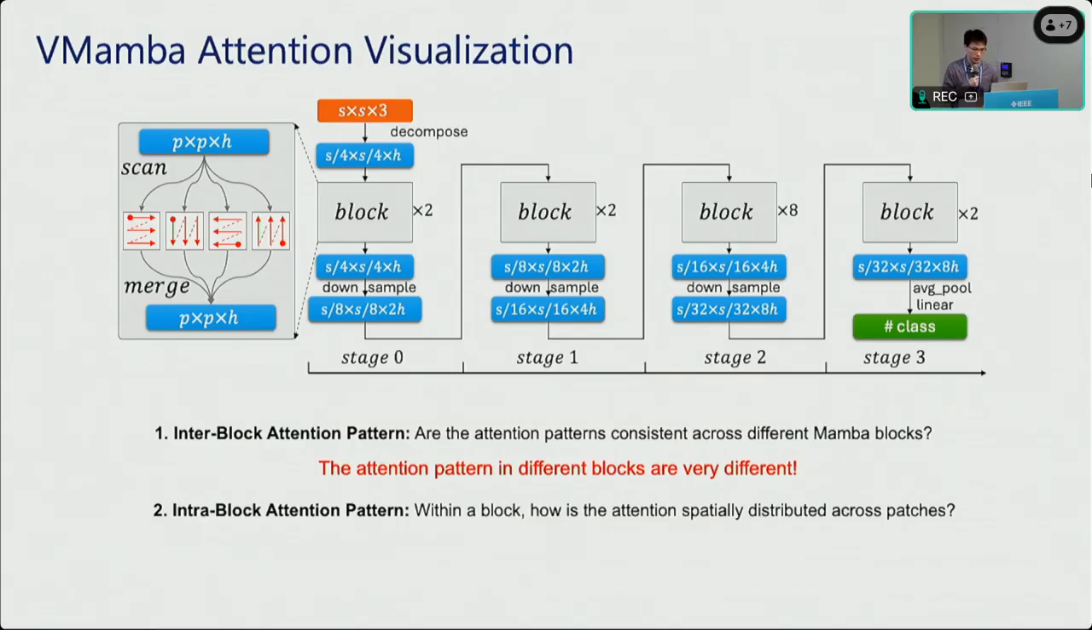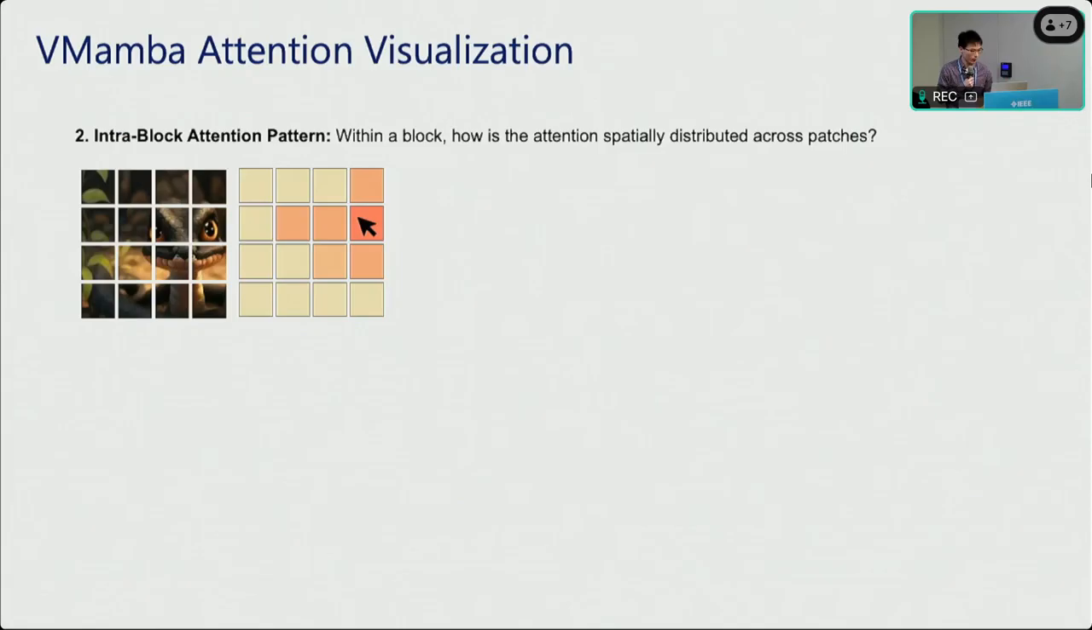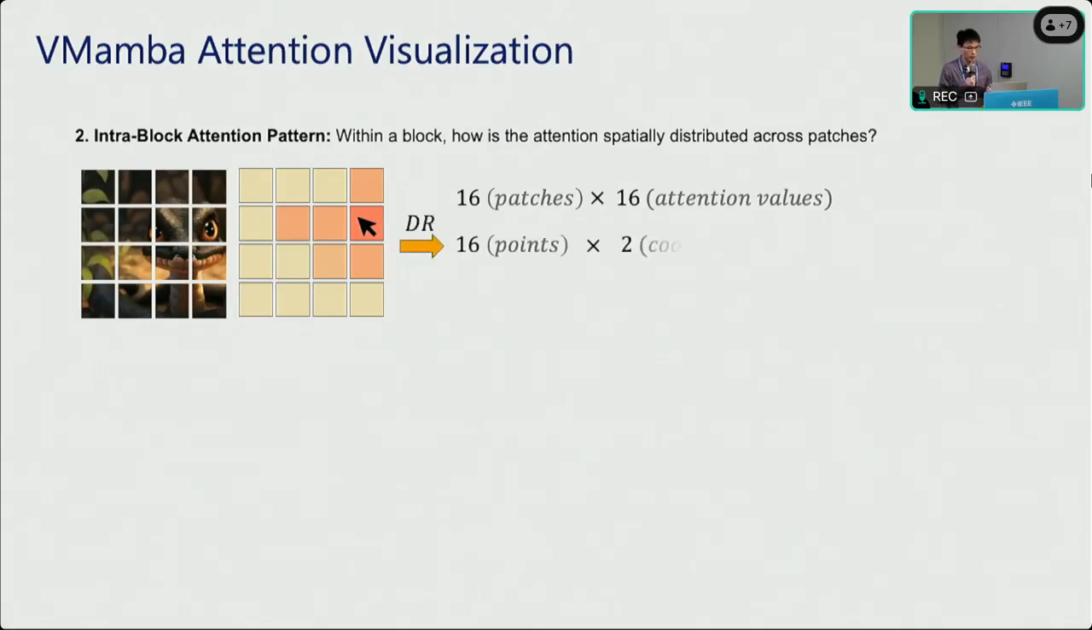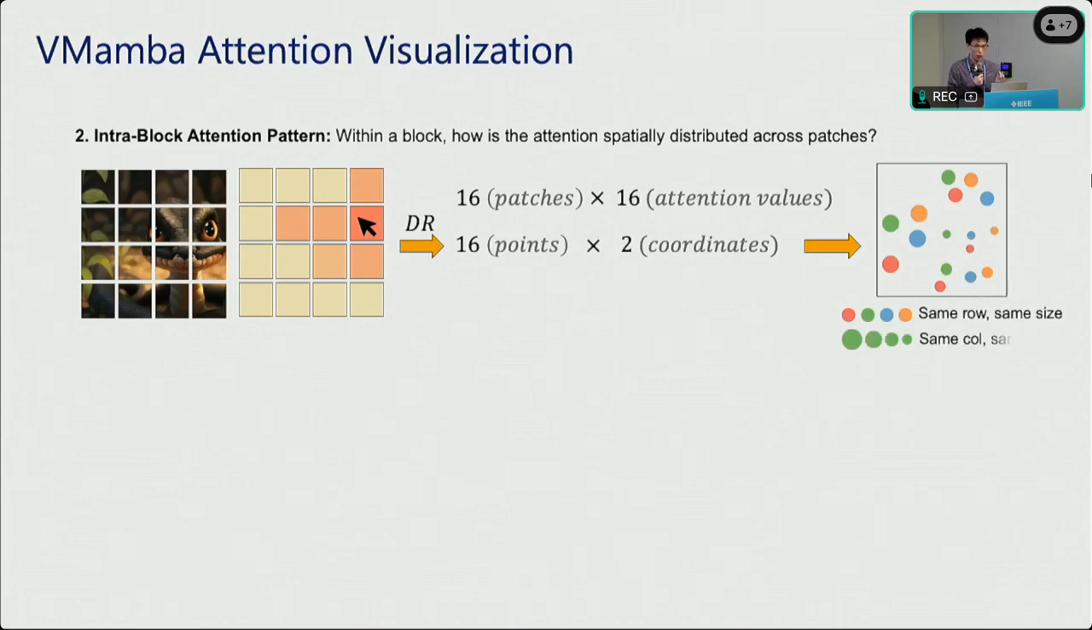What is the attention pattern within a single Mamba block? So let's assume we divide this image into 16 patches, 4 by 4. That means we will learn an attention matrix, which is 16 by 16, right? And using dimensionality reduction algorithms, I can reduce this to 16 by 2. 16 are the 16 patches, and 2 is the 2 coordinates. And using this, we can visualize it as a scatter plot. And we can use point size and color to denote the row and column of the corresponding patch.